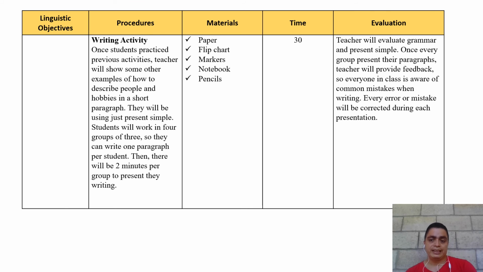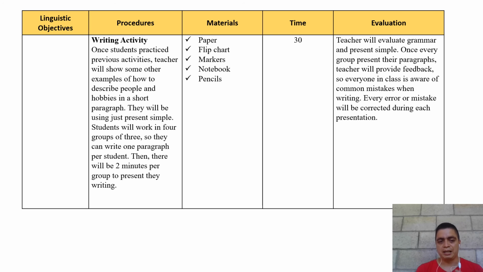Once every group presents their paragraphs, the teacher will provide feedback. So I will be providing feedback to each group, so everyone in class is aware of common mistakes when writing. Every error or mistake will be corrected during each presentation. So we will be doing presentations and corrections at the same time, but that will be in a good environment so the students don't get frustrated. And that will be my job. So I think I can do it.